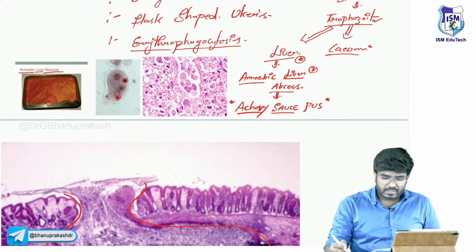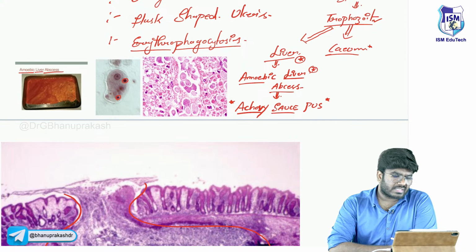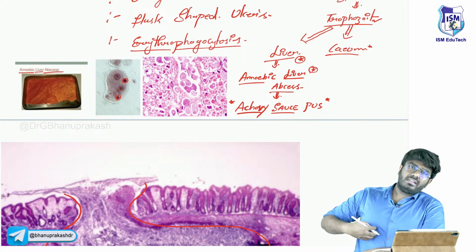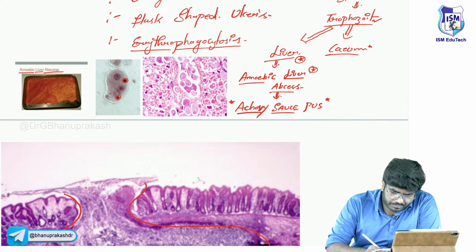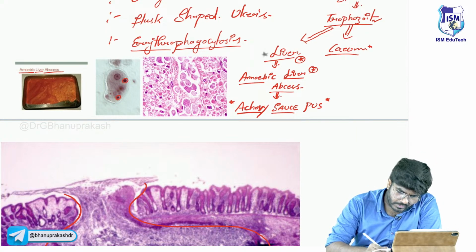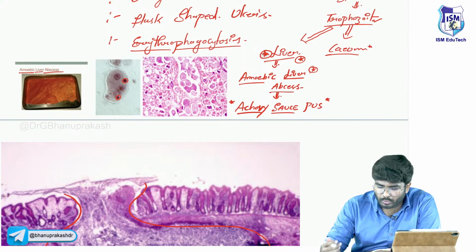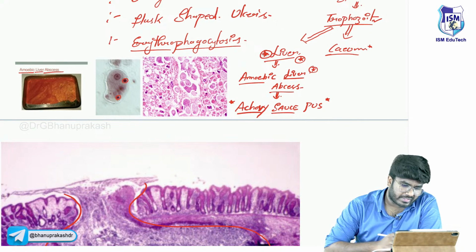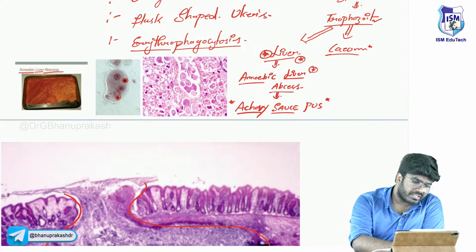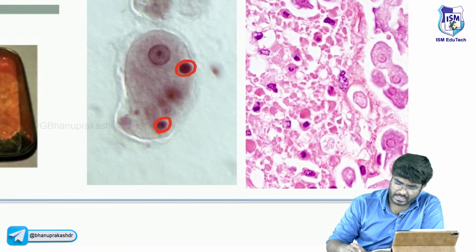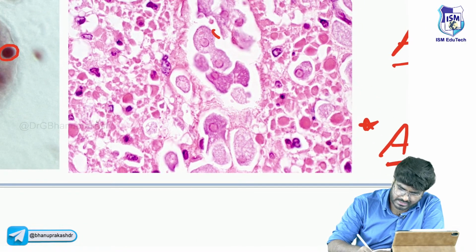The liver is going to be affected. The right lobe of the liver is going to be most commonly affected. These are some important points which I want you to know. For image-based questions: erythrophagocytosis can be seen, and anchovy sauce pus. These are the microorganism findings that are seen.